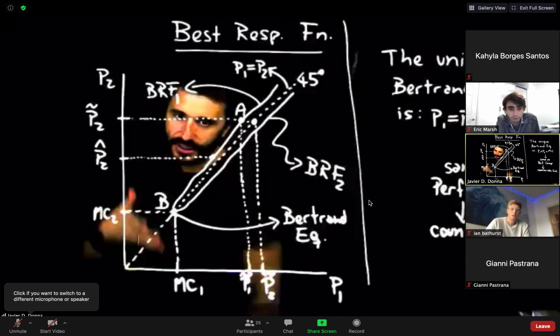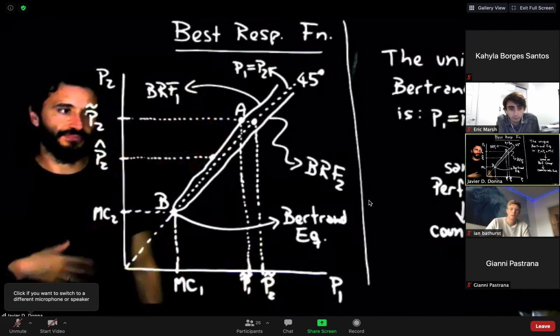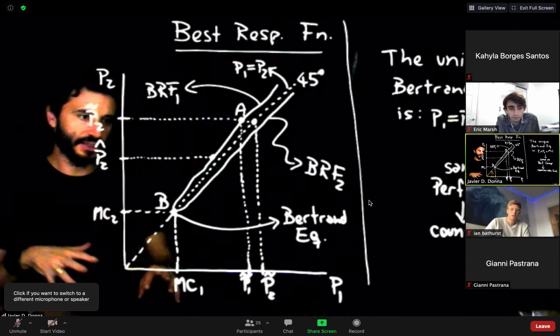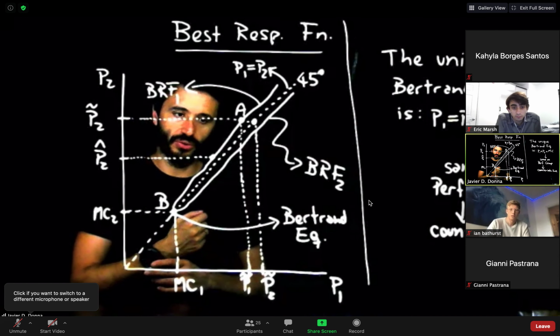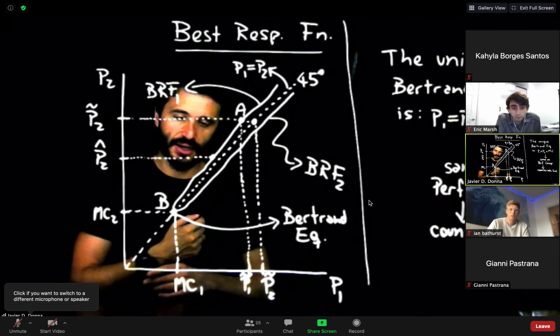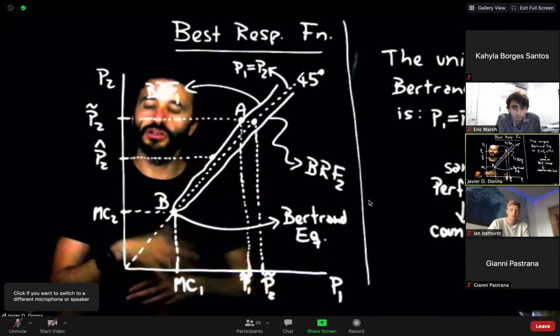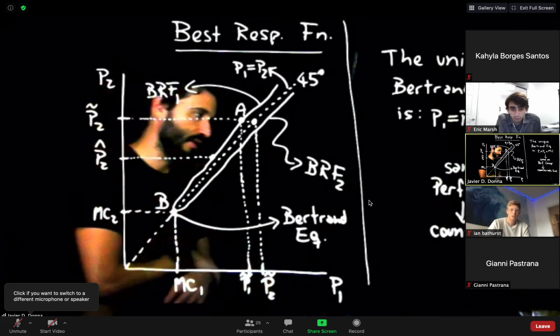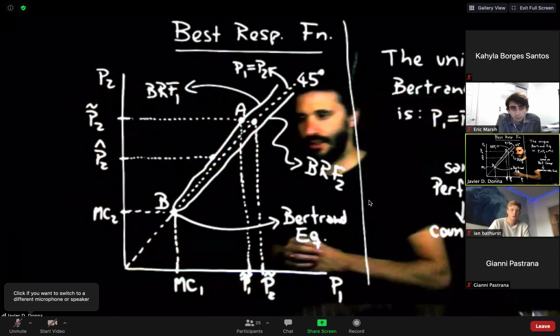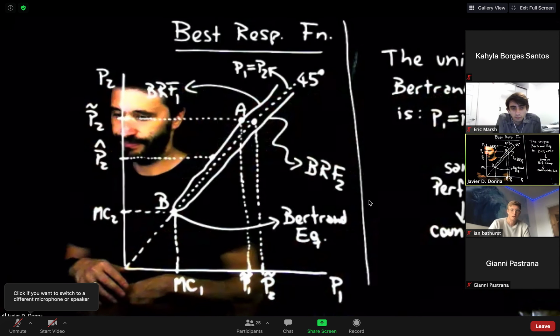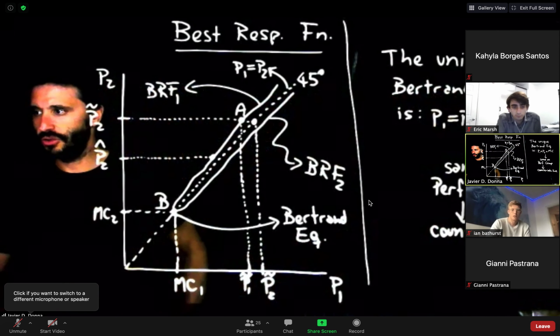But nevertheless, it was important to analyze this model because it gave us some intuition that we are going to start using later on in the other models that we are going to consider. For example, the Hotelling model is going to be the first formal model of differentiation that we are going to see after this. More questions or comments?